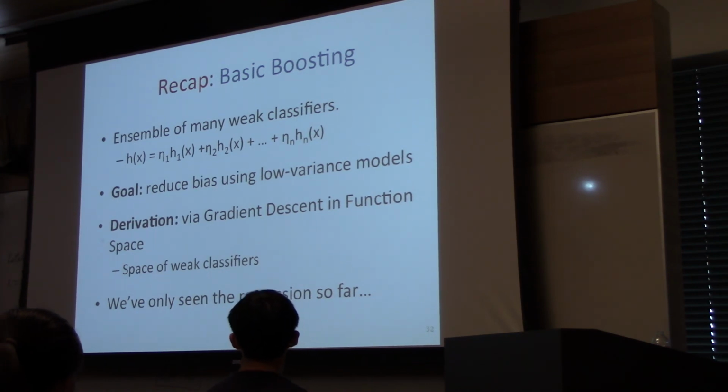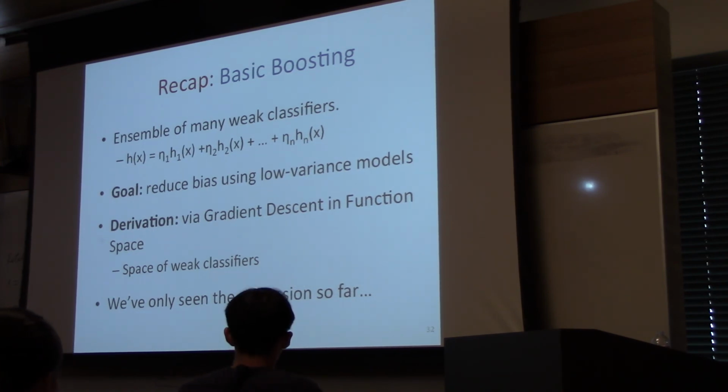Okay, just to recap basic boosting. It's an ensemble method, right? The final model you predict is some linear combination over many classifiers, in this case weak classifiers or weak regression models. The goal is to reduce bias by using low variance models. And gradient boosting can be interpreted as an axis-aligned gradient descent in function space.